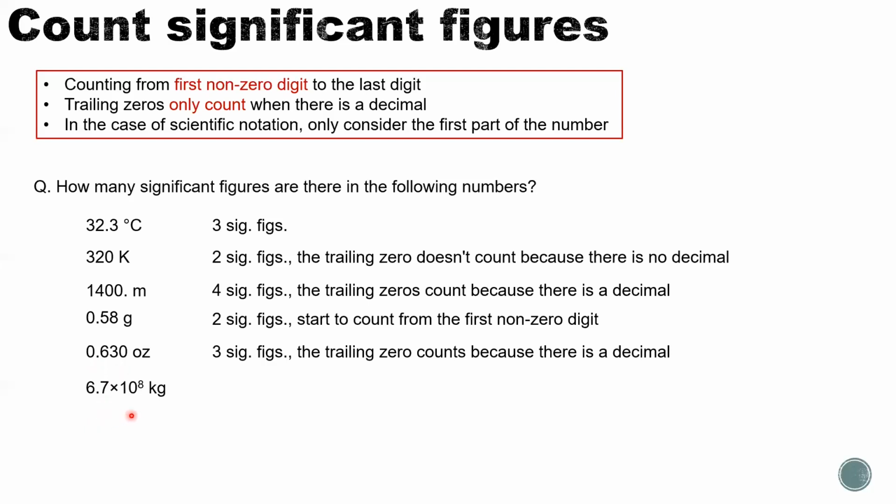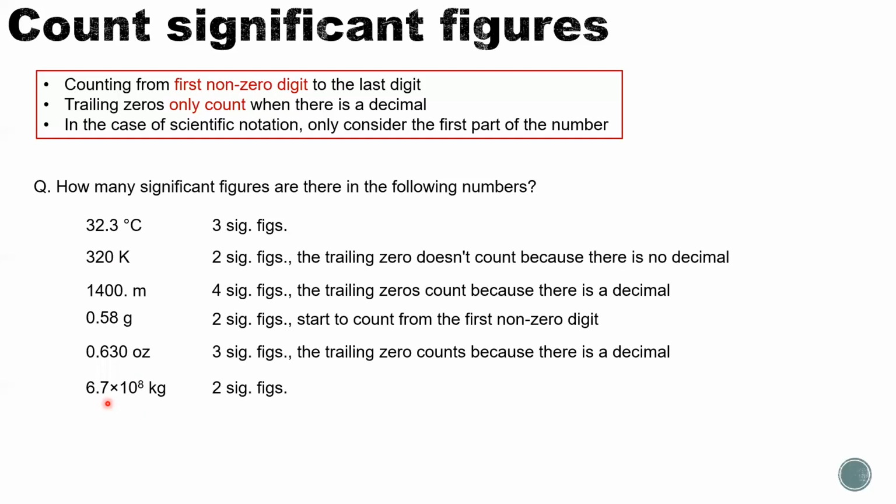6.7 times 10 to the 8th kilogram. It's scientific notation, so we only count the first part, starting with the first non-zero digit, 6, and then 7. In total, we have 2 significant figures.